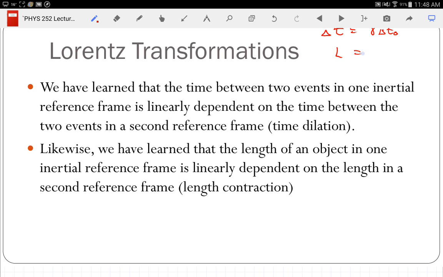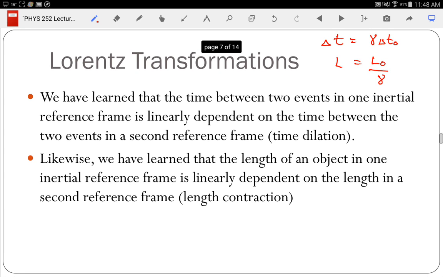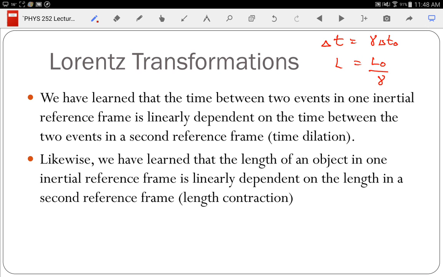L is equal to L0 divided by gamma. What does it mean if it has the subscript 0? It's the true version. Let's not say true, let's say proper, because they're all correct. True implies correct versus false being incorrect. But they're all true. But proper is the limiting case.